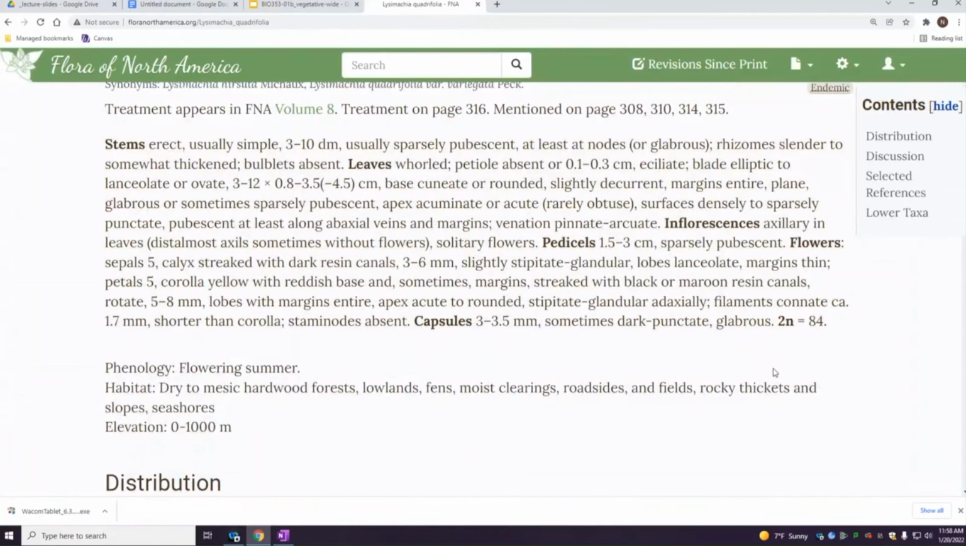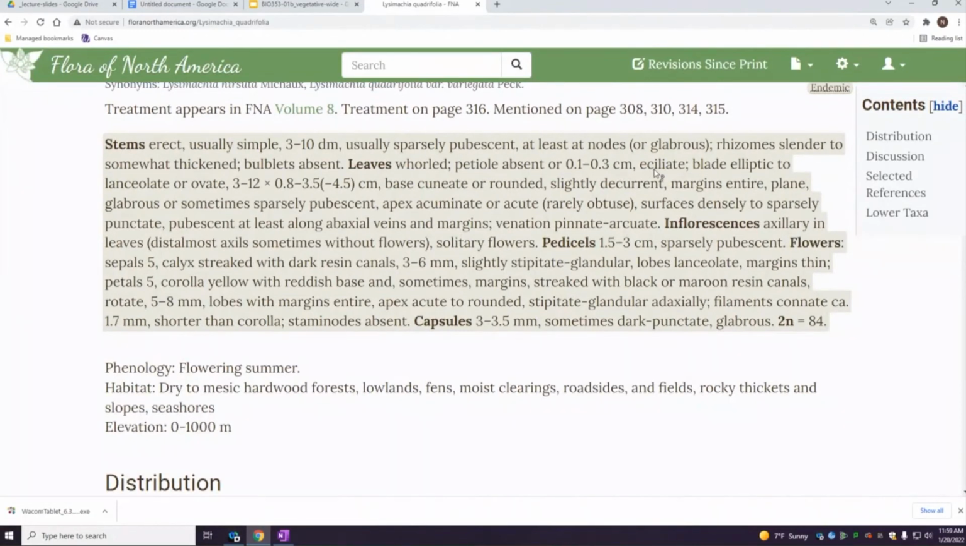Let's go back to this one. So back to that plant, Lysimachia quadrifolia. Description of the leaf. So whorled, we covered that. Petiole absent or 1 to 3 millimeters, 0.1 to 0.3 centimeters. So maybe start conjuring up an image of this leaf.